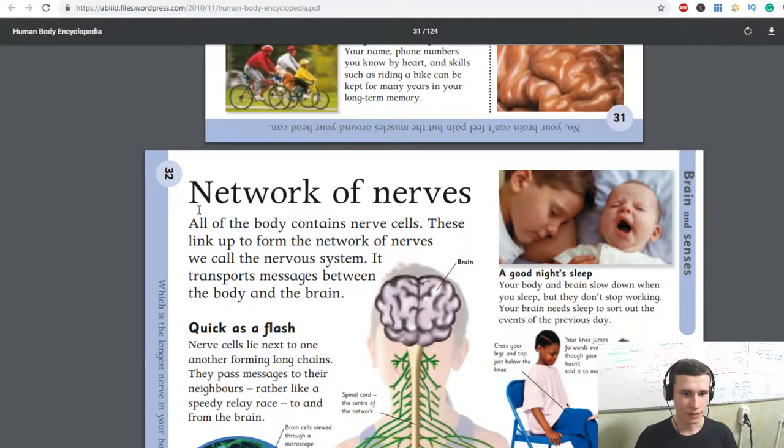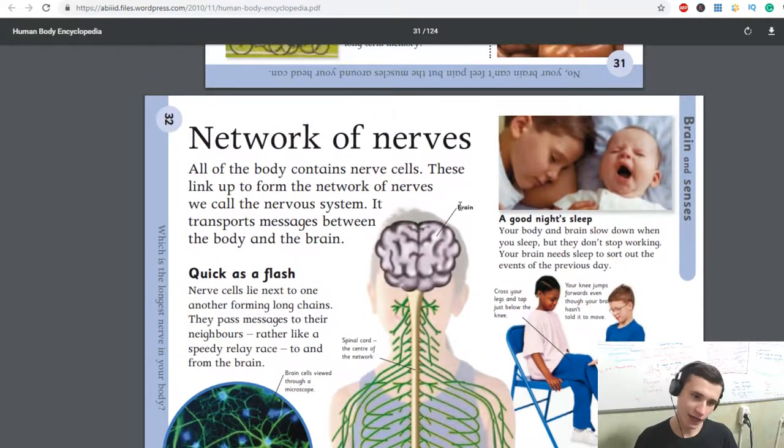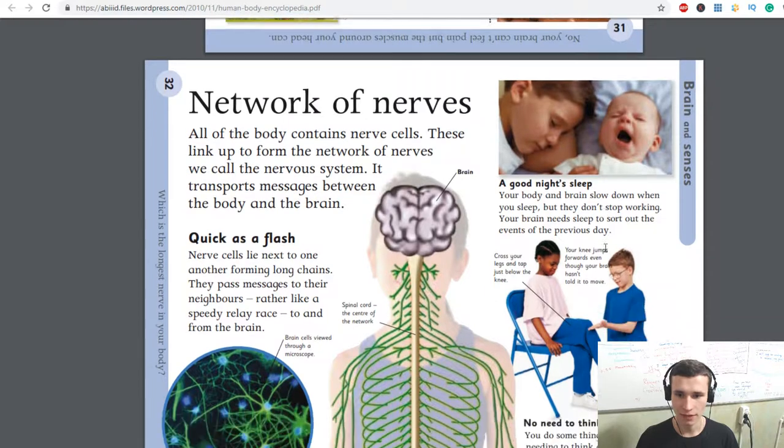Network of nerves. All of the body contains nerve cells. These link up to form the network of nerves we call the nervous system. It transports messages between the body and the brain. What is Pinky and the Brain here? Have a good night's sleep. Your body and brain slow down when you sleep, but they don't stop working. Your brain needs sleep to sort out the events of the previous day.